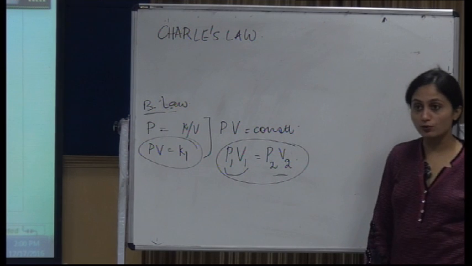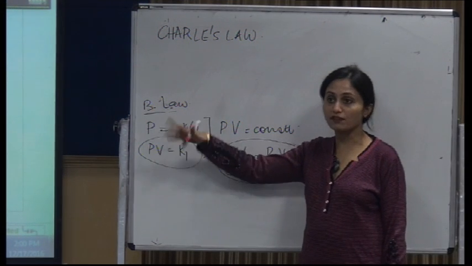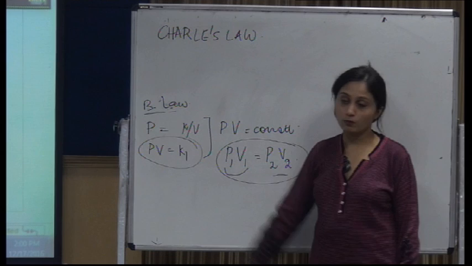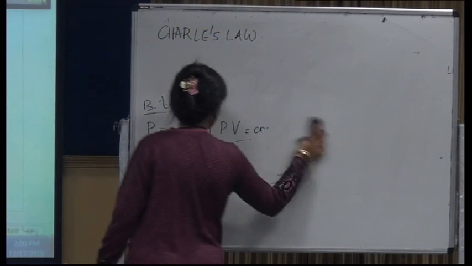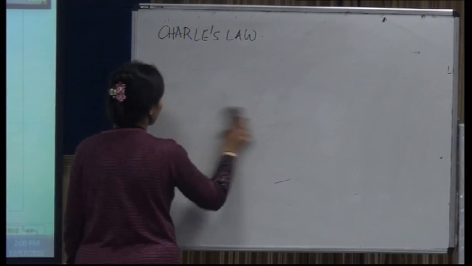P1 V1 is equal to P2 V2, because this is also Boyle's law. PV is equal to a constant is your Boyle's law. Now we move on to Charles law.